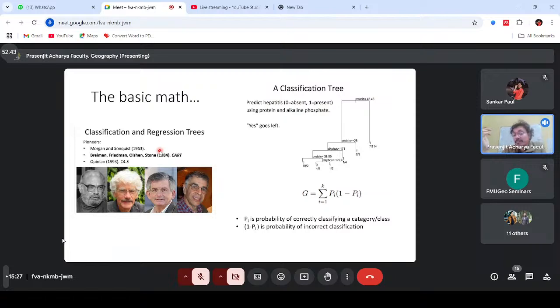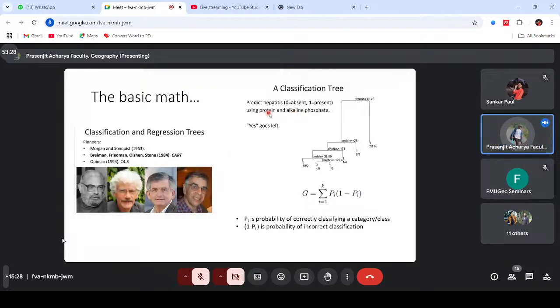a kind of binary tree, where we have a condition here, and we have a right side node and a left side node. If the observations satisfy the condition, it goes to the right node. If not, it goes to the left node. So we have a sort of binary classification using that. So here is an example that I'm going to take. I have taken the classical example that they put up in their paper.